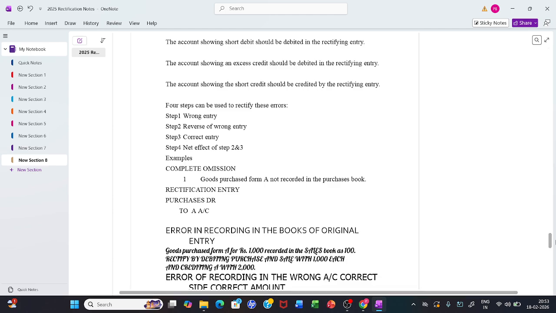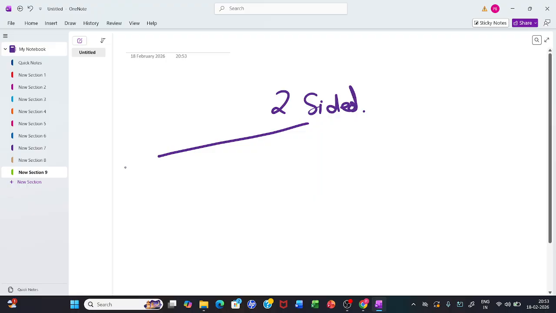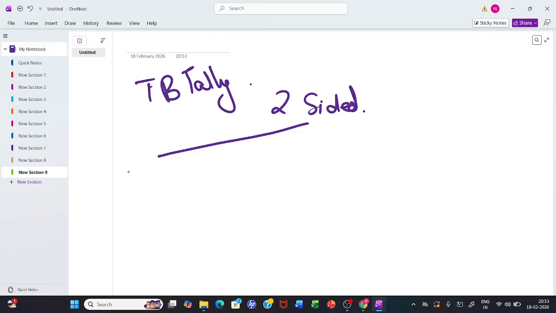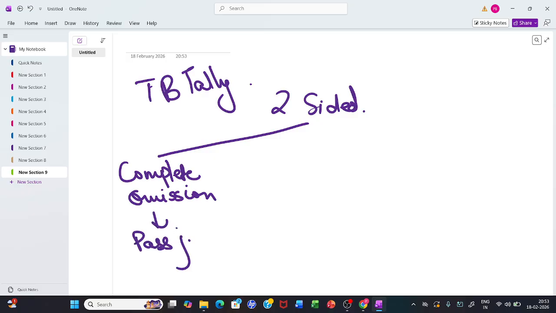Now we come to two-sided errors. In two-sided errors, let's see the similarity with the ones which we have done. There we had trial balance will tally first of all. What did we have there? First thing which we had there was partial omission. Here we have complete omission. We forget the entry completely. So easiest way to handle that is pass that journal entry.